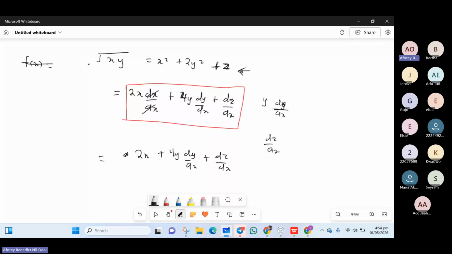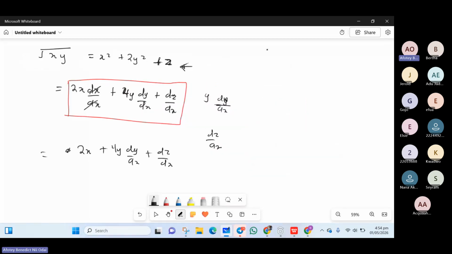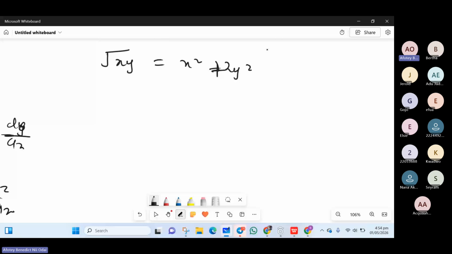So let's solve this question again. We have the square root of xy is equal to x squared plus 2y squared. This is the original question that we have. Okay. So what I like to do is to rewrite this question in a form that makes it much easier for me to see.